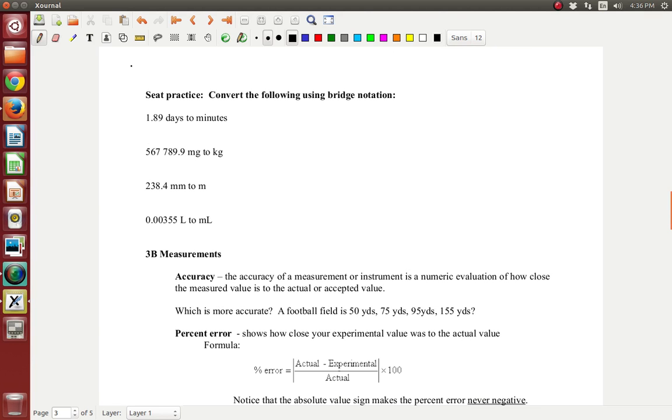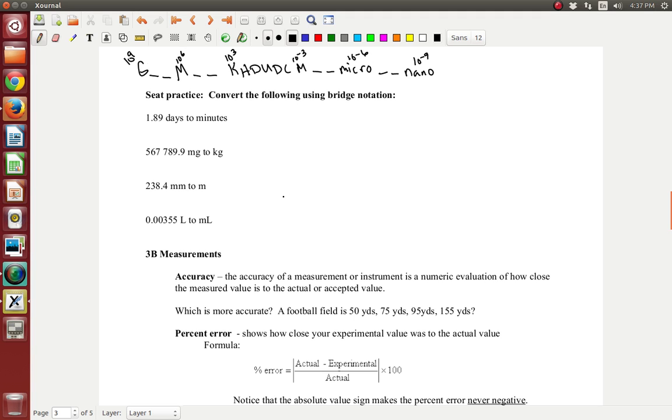Okay, first of all, for the seat work, we're going to write down the mnemonic device. So giga, mega, king, Henry, drank, ucky, dark, chocolate, milk, micro, nano. All right, remember nano is 10 to the minus 9. This is 10 to the minus 6. This is 10 to the minus 3. This is 10 to the 6th. This is 10 to the 3rd. 10 to the 9th power.